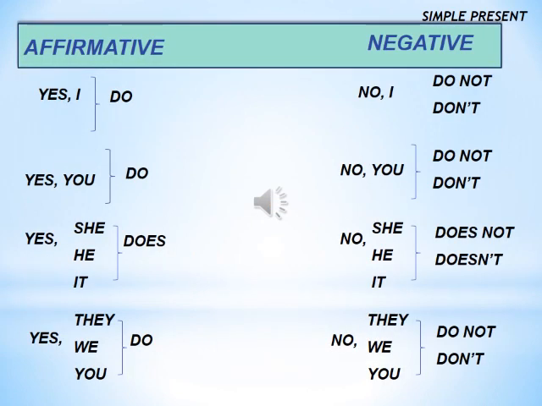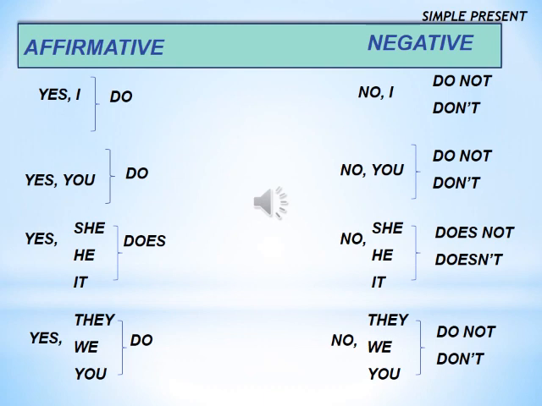You have two forms to answer the yes or no question, in affirmative or negative. For example, in the first person singular, you use in affirmative, yes, I do. And the next pronoun, yes, you do. In the third person singular, you use yes, she, he, it, does. And in the plural, you use yes, they, we, you, the auxiliary do.